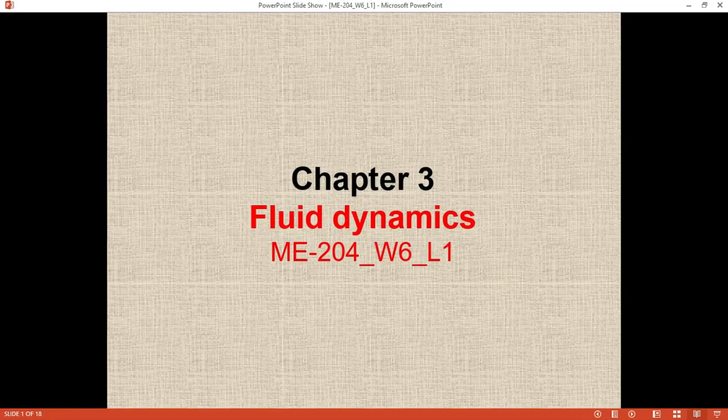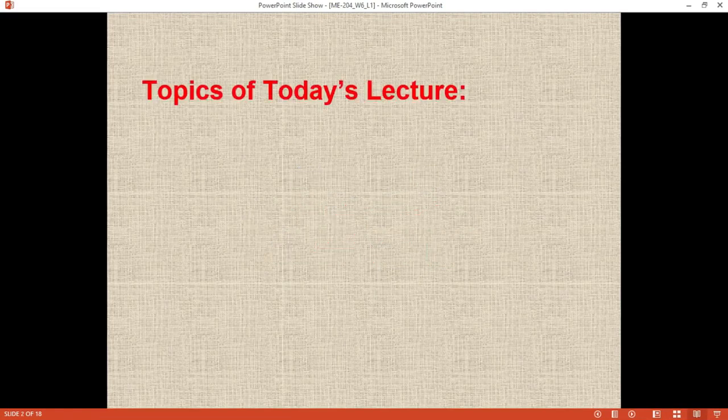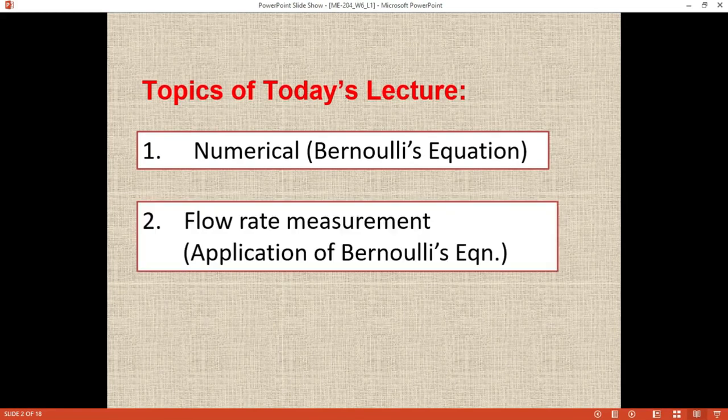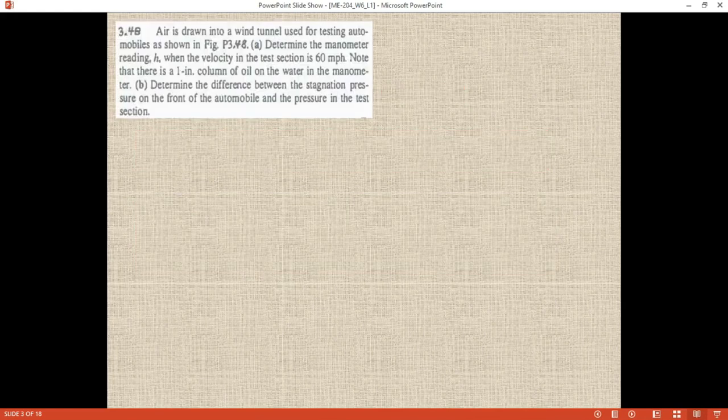So today we are continuing fluid dynamics, and we end up with the application of the Bernoulli equation. Let's see what topics we are going to cover today. We will perform some numericals based on the Bernoulli equation, and we will see flow measurement devices, which are also one of the great applications of the Bernoulli equation. So let us start. The first numerical we are going to do today.